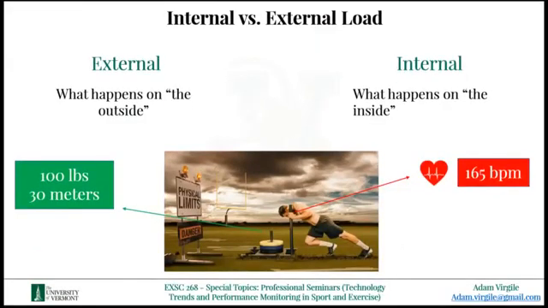Now we're going to talk about external versus internal training loads. I like to think of external as load that happens on the outside, and internal as what happens on the inside. An example of this is we see this guy pushing a sled here. Maybe he pushes 100 pounds on the sled for 30 meters. That would be considered an external training load metric. And maybe his heart rate average for that 100 pounds over 30 meters was 165 beats per minute. That would be an internal training load metric.